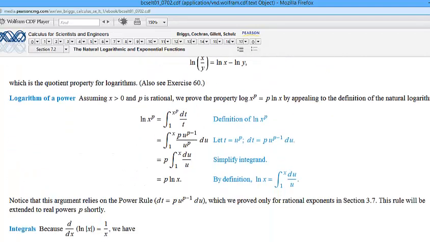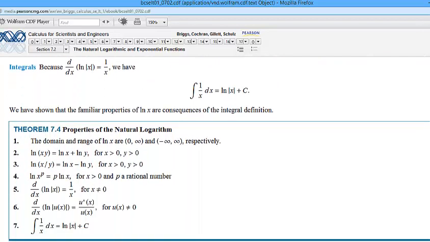Yeah, if you put absolute value in there, it's definitely an even function. That's right. That's absolutely right.